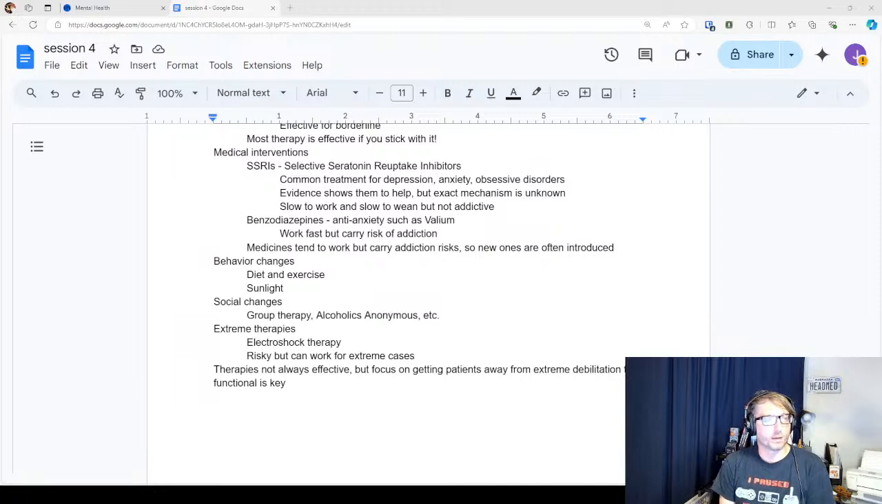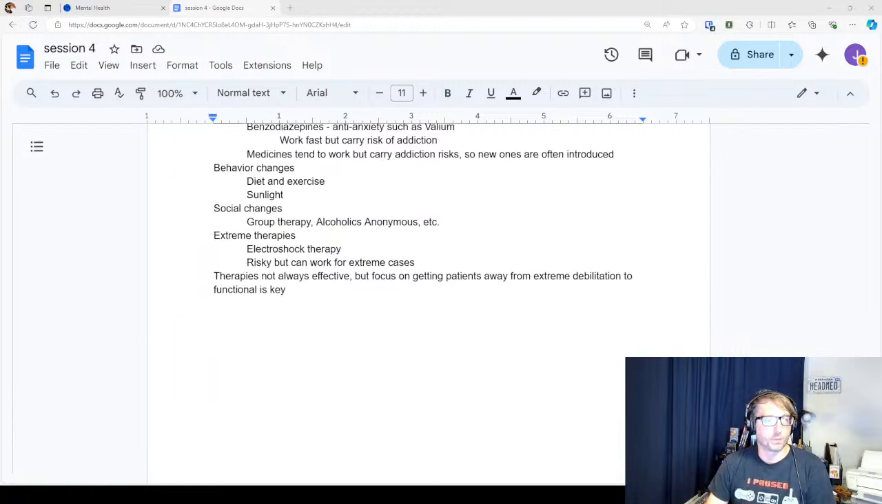So we got that. Sunlight's also a big thing: getting outside, not staying in. We have our social changes. You can change your social group, get rid of friends that are contributing to your negatives, and make new friends. You can go to group therapy. You can go to things like Alcoholics Anonymous if you have addiction problems. You do stuff like that.